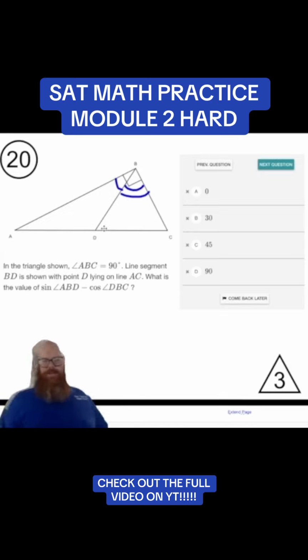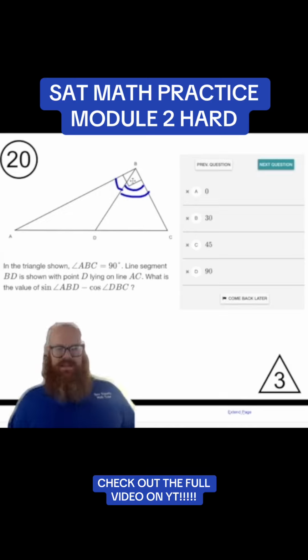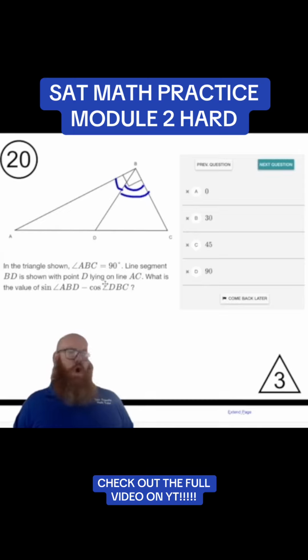The concept is the point of them giving us this is to tell us that the two angles that we're trying to find the sine and cosine of, they add up to 90, which means they're complementary. And any time you have two angles that are complementary, the sine of one is always equal to the cosine of the other. So therefore, when you subtract them, you're just going to get 0.